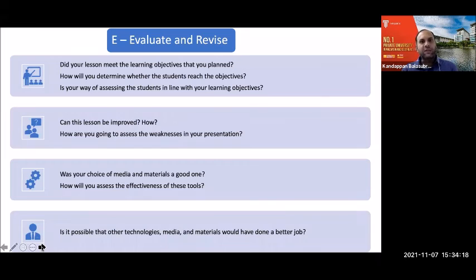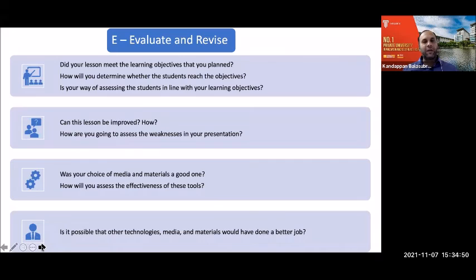The last stage is evaluation and revise, because we all believe there is always a space for improvement, right? So these are some of the questions according to the Azure model. I think they put like, did your lesson meet the learning objective that you have planned? Whether you have reached your objective, is your way of assessing aligned to the learning objective. So the first thing is more about your delivery connected to the students' or learners' capabilities, and whether everything is aligned with the learning outcome.